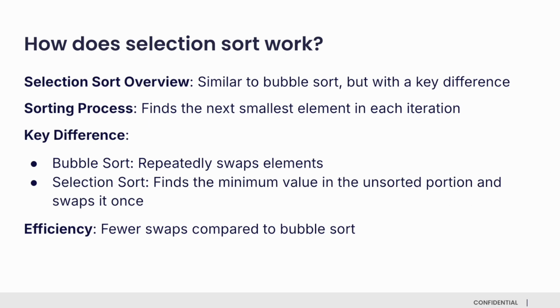First, let's break down what selection sort does. It is similar to bubble sort in that it sorts the list by finding the next smallest element on each iteration and then placing it in the correct position. The key difference between these algorithms is that instead of swapping elements repeatedly, like bubble sort does, selection sort finds the minimum value in an unsorted part of an array, and then it swaps it just one time. Because selection sort is doing fewer swaps compared to bubble sort, it is a more efficient algorithm.